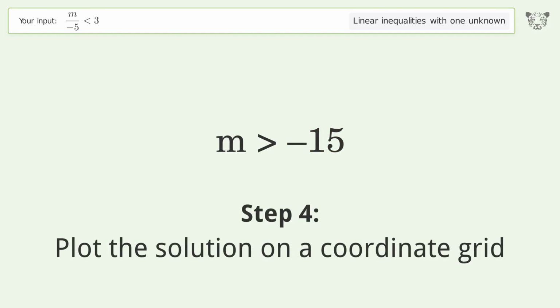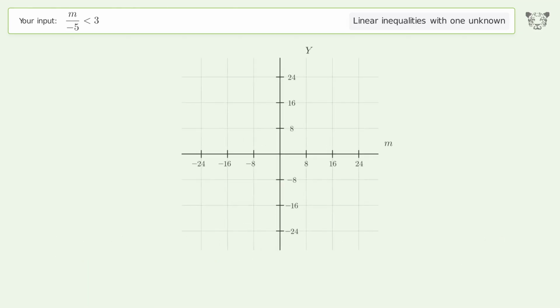Plot the solution on a coordinate grid. And so the final result is m greater than -15.